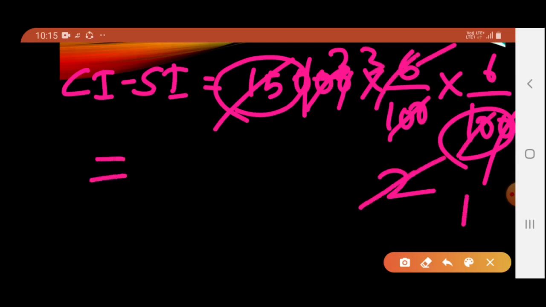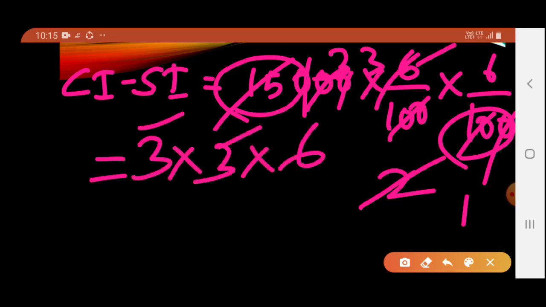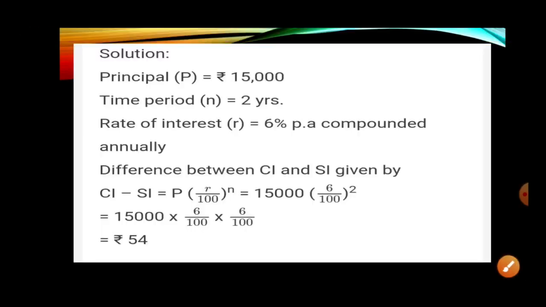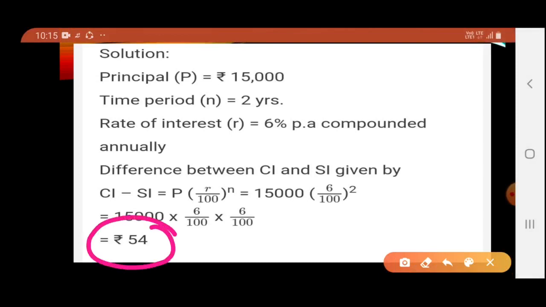Now what are the terms we have remaining? 3 into 6, here 3 into 3. 3 3s are 9. 9 into 6 equals 54. Therefore, the difference between compound interest and simple interest, what is our final answer? Equal to 54.